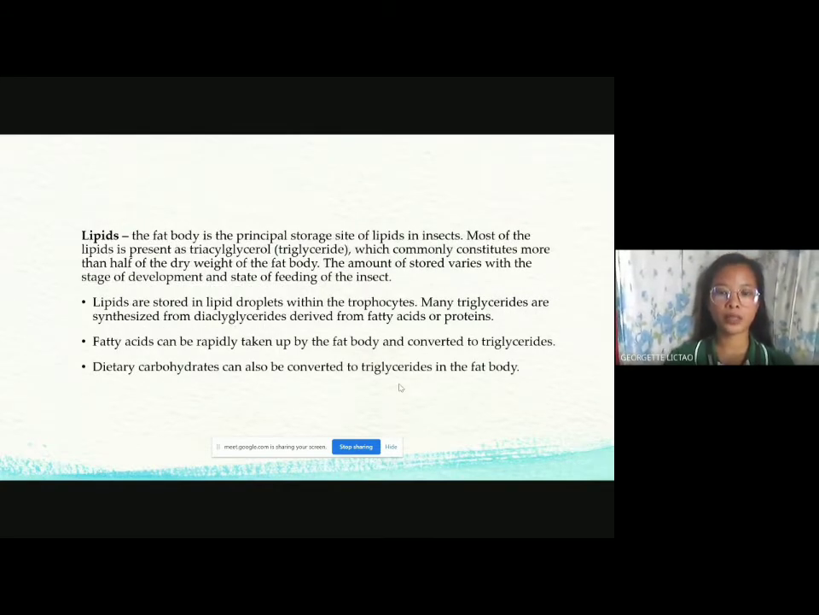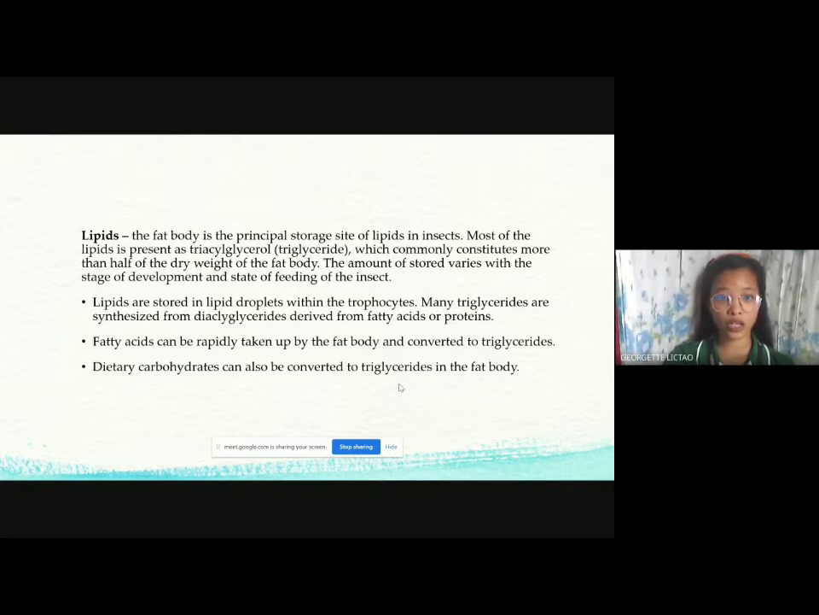The fat body is the principal storage site of lipids in insects. Most of the lipids is present as triacylglycerol or triglyceride, which commonly constitute more than half of the dry weight of the fat body. The amount stored varies with the stage of development and state of feeding of insects. Lipids, ito yung mga molecules that contain hydrocarbons and make up the building blocks of structure and function of the living cells.